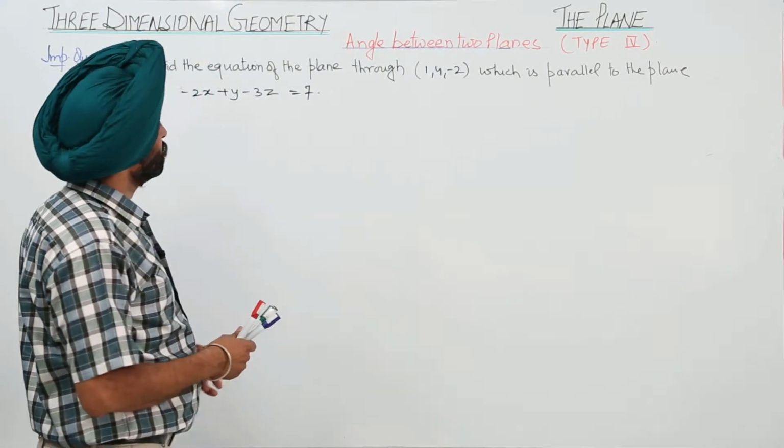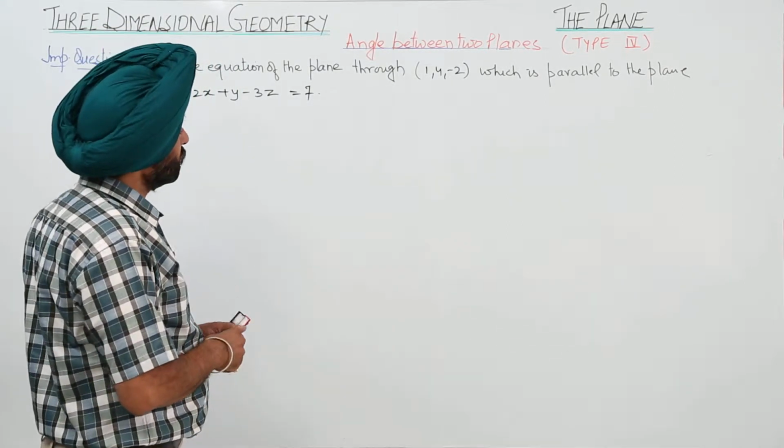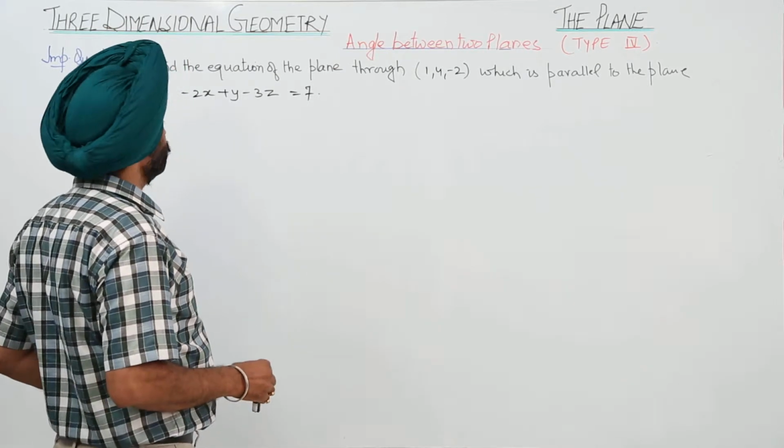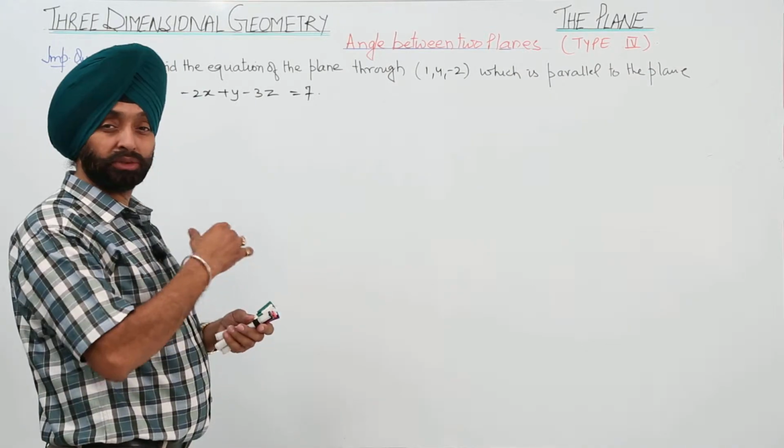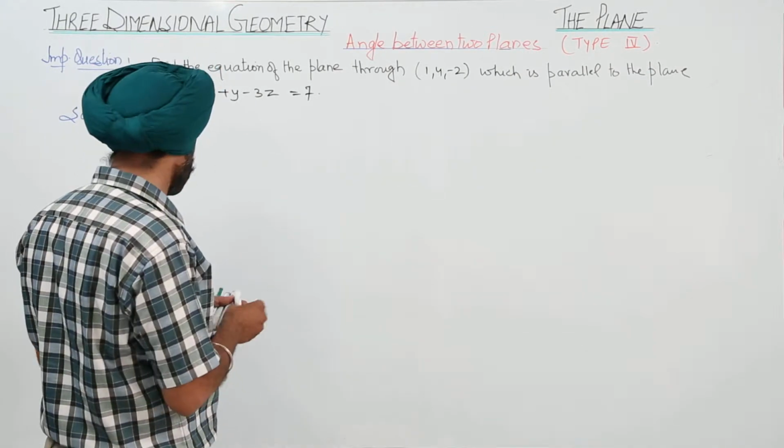Now find the equation of the plane through (1, 4, -2) which is parallel to the plane -2x + y - 3z = 7. Now let us do this with the Cartesian form. Okay.